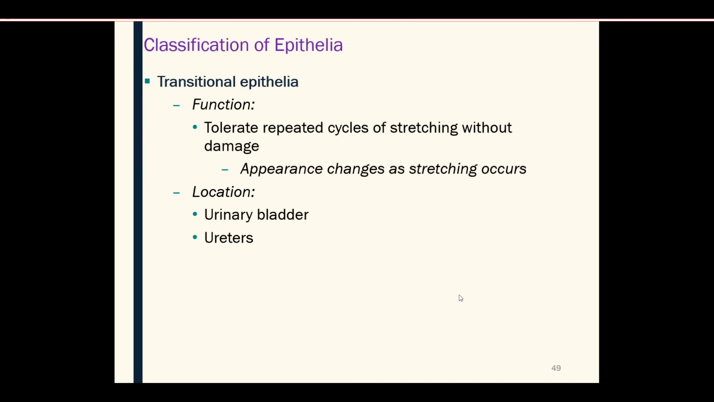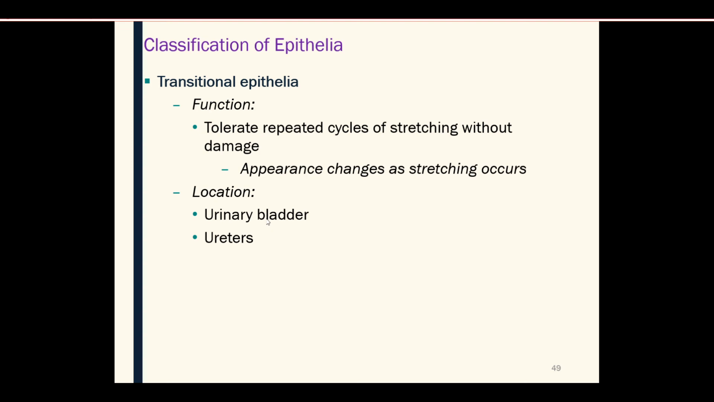Now, the next epithelium is not squamous, it's not cuboidal. This is called transitional epithelium. One of the things about transitional epithelium, these cells are able to stretch and change their shape without being damaged based on the stretching of an organ. Right? So these tolerate repeated cycles of stretching without damage, but their appearance does change as the organ stretches and then returns back to normal.